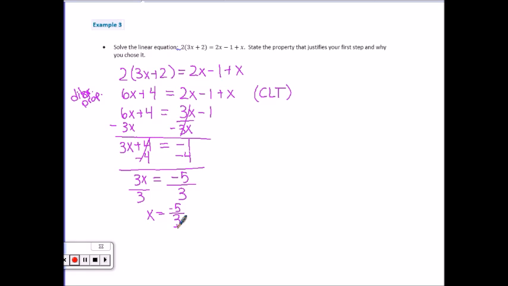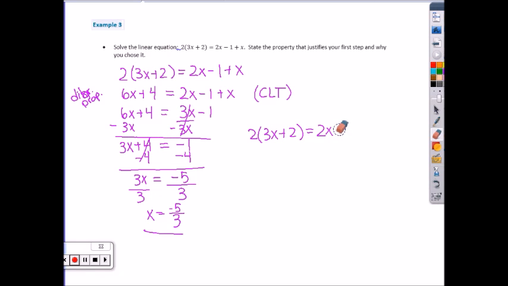And we can do the same thing with this one that we did with the last one. We can plug back in our -5 thirds, our answer, to see if it matches and gets us equal terms on each side of the equation. So if we do 2 times 3x plus 2 equals 2x minus 1 plus x. Now we can plug in our -5 thirds.